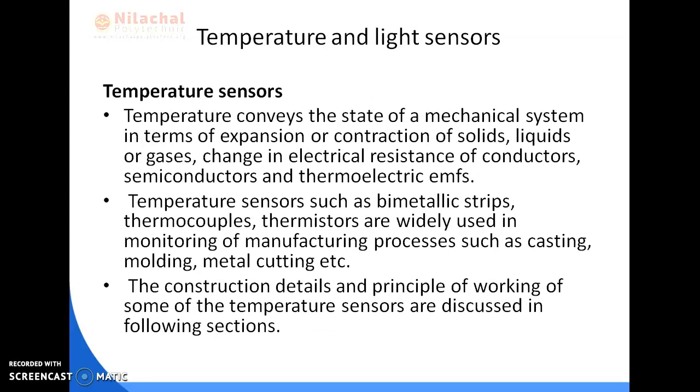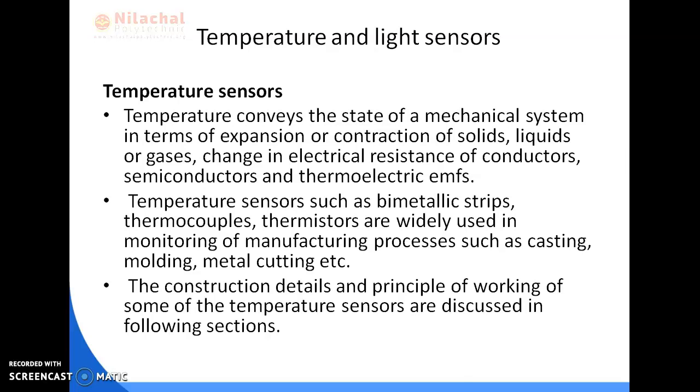Our next types of sensors are temperature and light sensors. First we will discuss the temperature sensor. In most fields we have to measure temperature. Temperature conveys the state of the mechanical system in terms of expansion or contraction of solids, liquids or gases, or change in electrical resistance of conductors or semiconductors, and thermoelectric EMF.